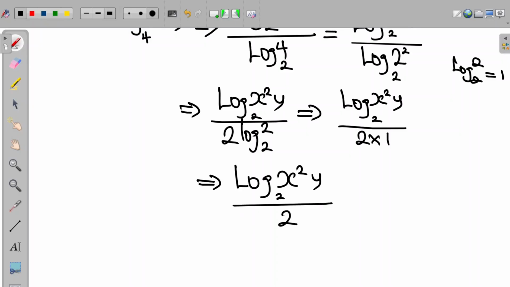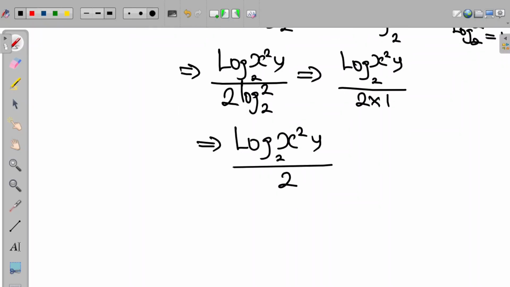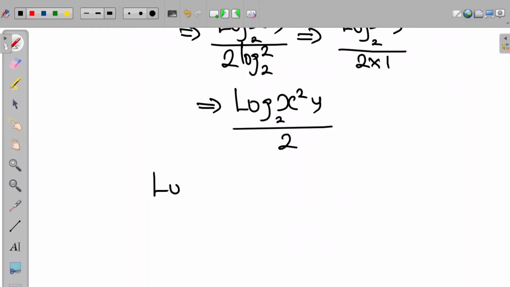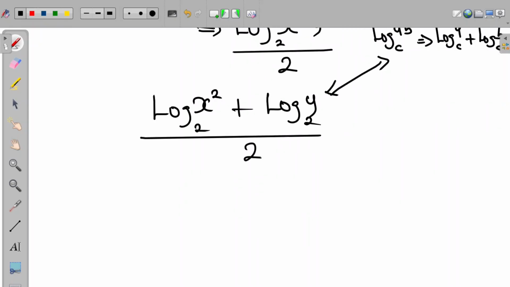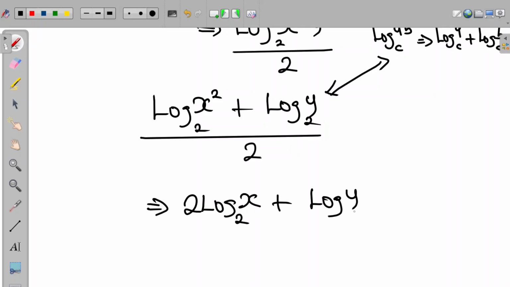Now at this point, we can apply the addition law of logarithm on our numerator. So we have that log x squared in base 2 plus log y in base 2, all divided by 2. Now note that if I have log AB in base C, this can be expressed as log A in base C plus log B in base C. So therefore, we have this become 2 log x in base 2 plus log y in base 2, all divided by 2.